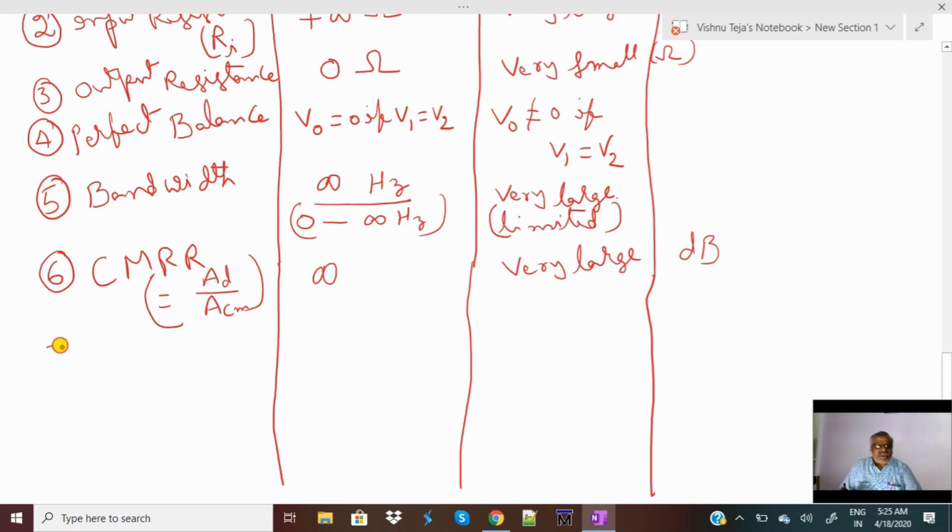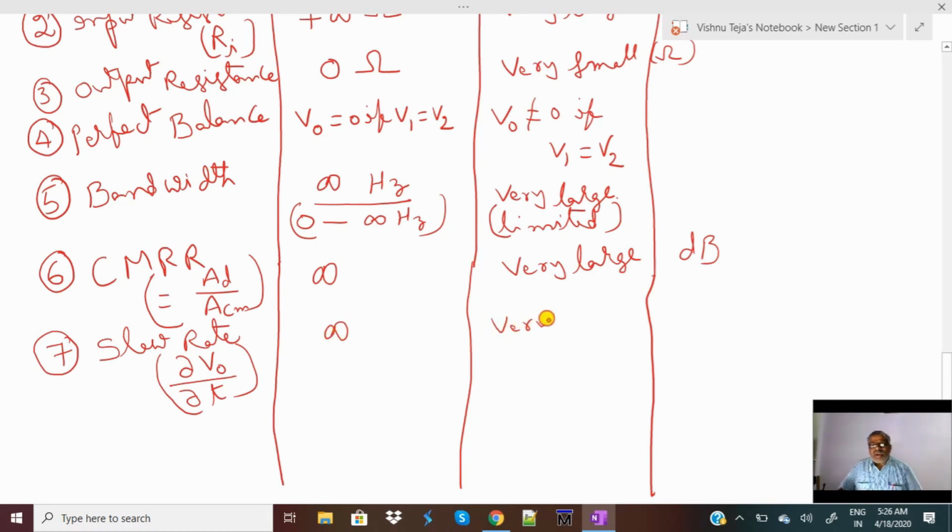And the next important parameter is slew rate. This slew rate is defined as the rate of change of output voltage with respect to time under maximum signal conditions. Ideally, its value is infinite, but practically its value is very large.